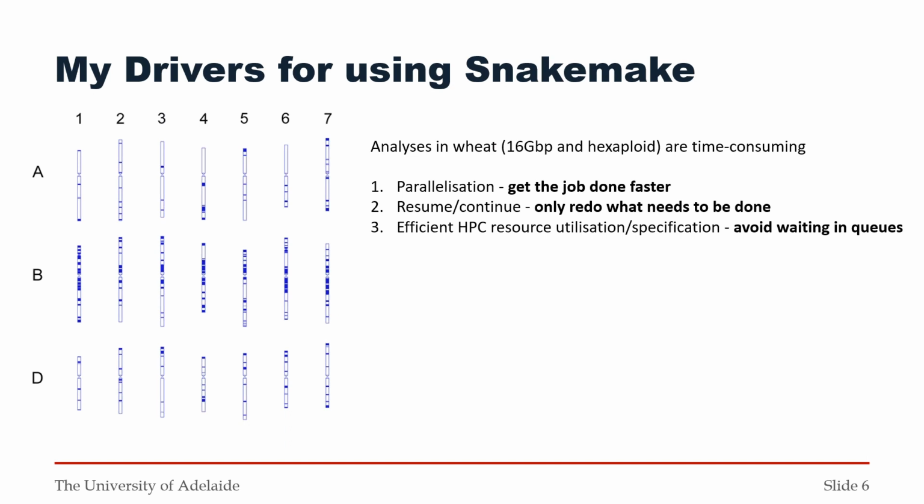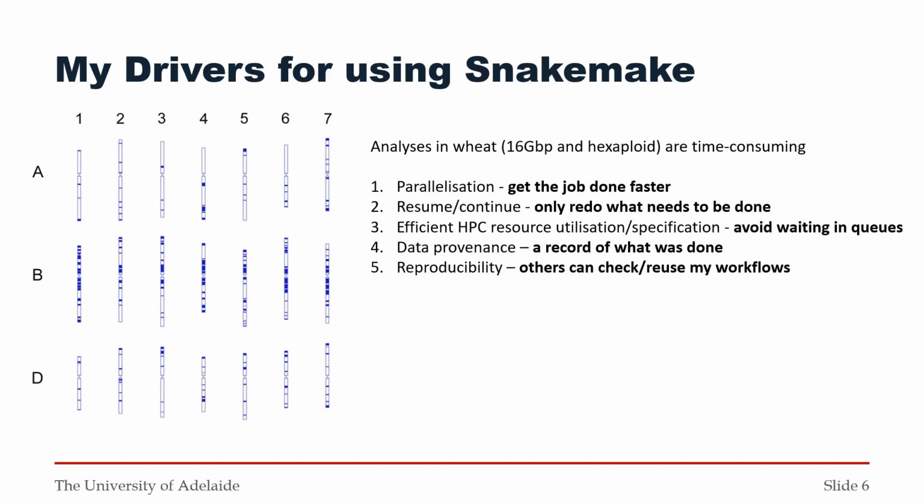You want to have efficient HPC resource utilization, because many HPC systems are oversubscribed and you don't want to be queuing needlessly in the queues. You want to get jobs in there quickly, have them processed and get your results out. Data provenance, again, having a record of what was done is really important, and that goes hand in hand with reproducibility, so that either I can redo an analysis later on or reuse my workflow for another project, and similarly for other people that I maybe haven't even met before.